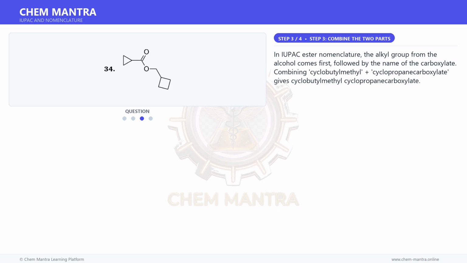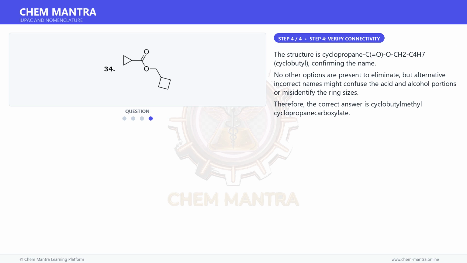Moving on to the next step. In IUPAC ester nomenclature, the alkyl group from the alcohol comes first, followed by the name of the carboxylate. Combining cyclobutylmethyl plus cyclopropanecarboxylate gives cyclobutylmethyl cyclopropanecarboxylate.